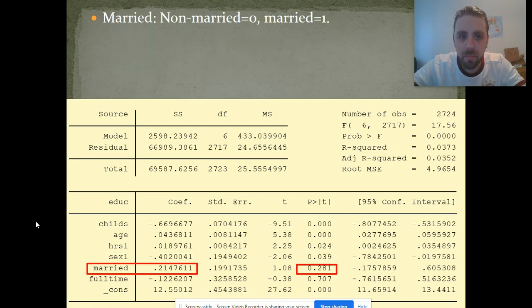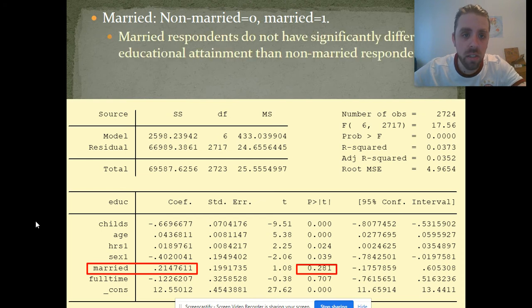So married. Non-married equals 0. Those who are not currently married equals 0. Those that are currently married equals 1. So I know that for married, this coefficient is the effect of being married as compared to non-married individuals. But first, let's look at our p-value. The actual correct interpretation of this is married respondents do not have significantly different educational attainment than non-married respondents. So I still led with the group coded as 1. I still led with the group that's compared to the reference group. But how do I know this is not a significant predictor of years of education?